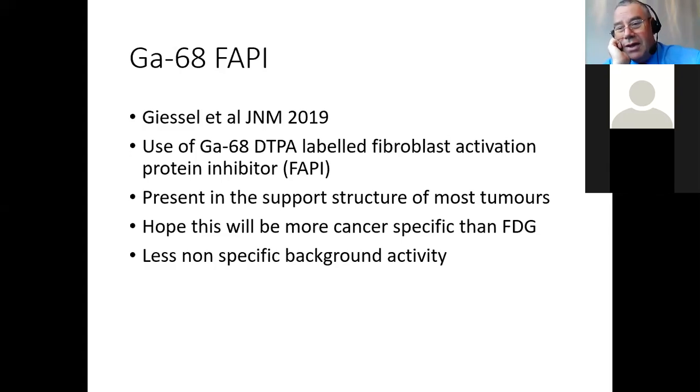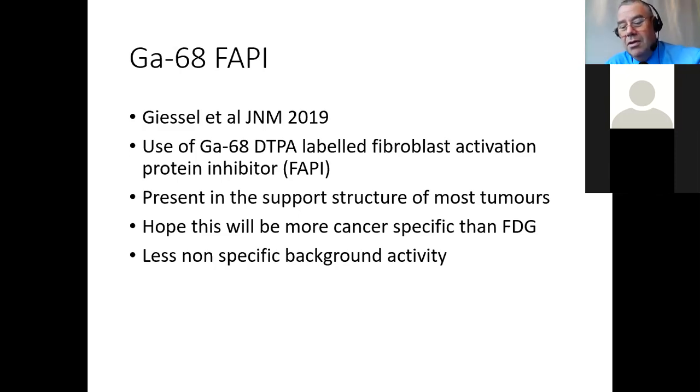And the great thing about Fappy is that unlike glucose, it doesn't cross the blood-brain barrier. So you could possibly use it for brain tumors. Because where there is a brain tumor, the blood-brain barrier is breached, so it will cross at that point. And the idea was that maybe also it'd be a bit more cancer specific than FDG. And to be honest, that hasn't actually been proven because all the papers have looked at patients with known cancer and with not a lot else going on. But the other thing is that Fappy may have less non-specific background activity. So you might get a better target to background ratio, which may help you.